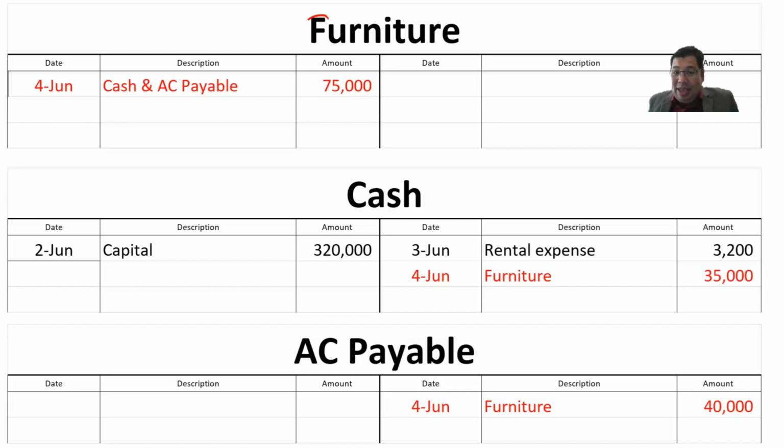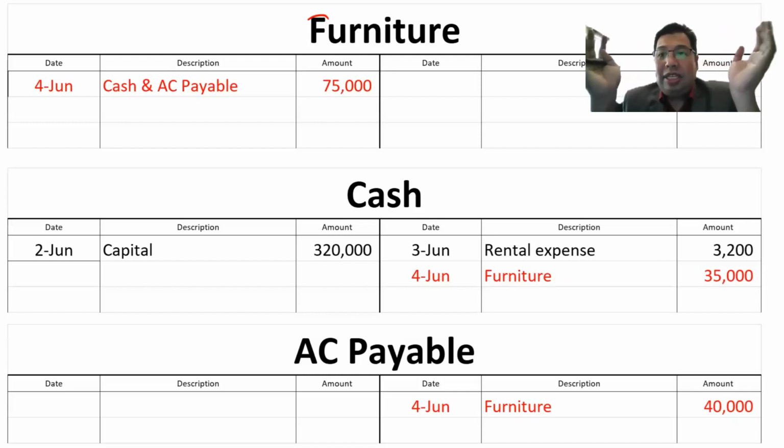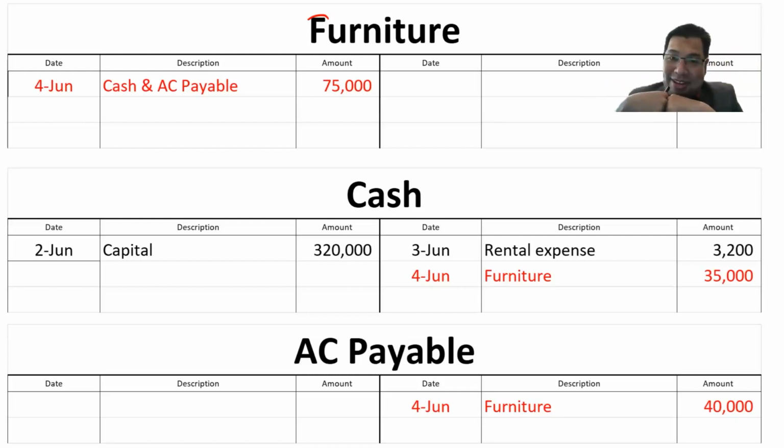For my cash, I'm going to credit my cash 35,000. I'm going to put what this money is spent for. It is spent for furniture. So if you look at your cash account, you slowly understand. This cash account, I have 320,000. It comes from Amber, capital given by Amber. On 3rd June, I paid rental. On 4th June, I purchased furniture, 35,000.